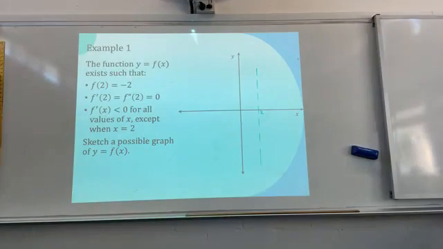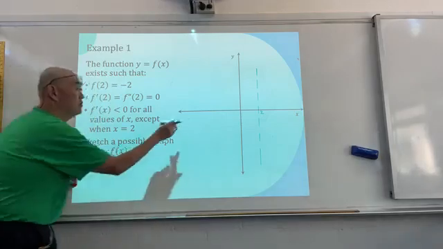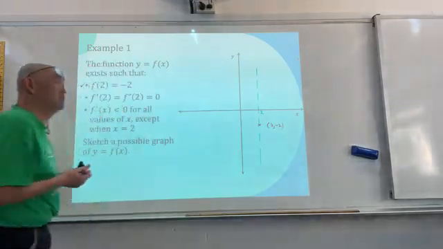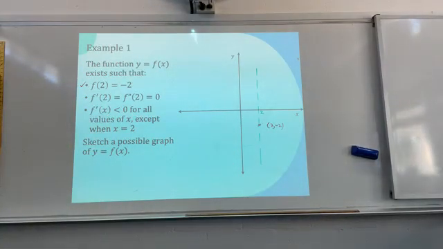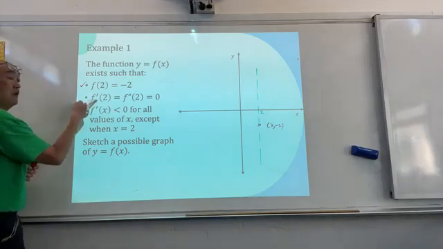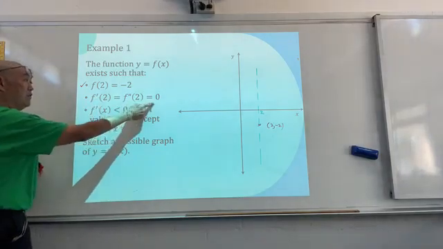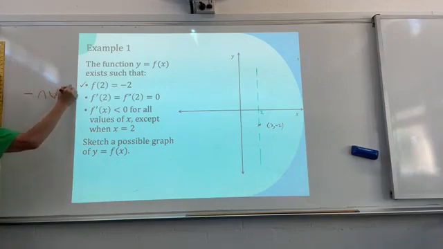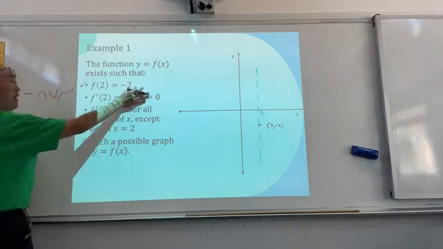So let's look at the first statement. f(2) equals -2. So we know that at this point, it's (2, -2). Alright, so here it says that the first derivative at 2 is 0. So you know that it is stationary. It could be a maximum, minimum, or stationary point of inflection, right? If that's the case.